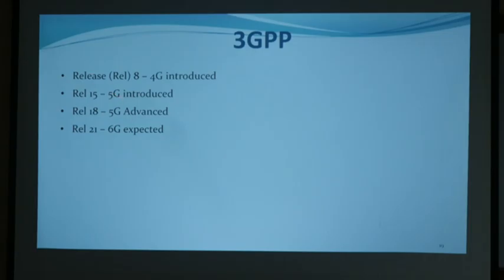And currently 3GPP is working on Release 19. They recently completed Release 18. So there have already been four releases in 5G. Okay, Release 15 introduced 5G. Release 16 is one of the enhancements, and Release 17 and Release 18 were recently frozen. So these are all kind of 5G releases. We expect to see Release 21 will be the 6G standard. Okay, so these are the releases.